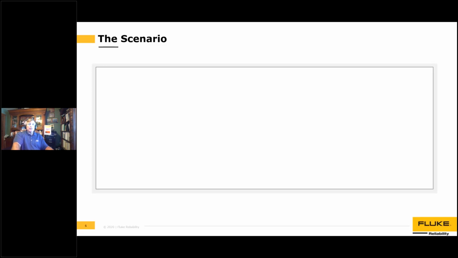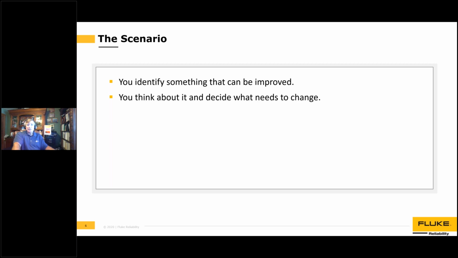So think about a scenario. You identify something that can be improved. Maybe you want to put in a new condition-based maintenance program, maybe defect elimination, maybe a new CMMS or EAM system, whatever that might be. You think about it and you decide, what do we need to change in order to do this implementation? Now you need to implement the change.